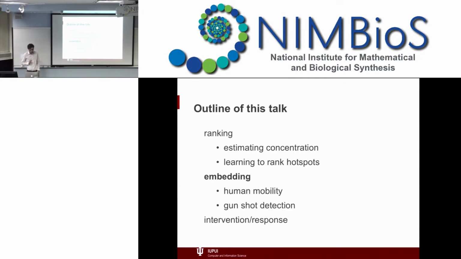So the last topic, and this is a little bit off topic, but recently we've done some work on gunshot detection, so that's why I put this in here. But really, this embedding means I have some data that's high dimensional, and maybe it's structured. So the original application we were looking at was human mobility data. So trips in a car, you have a GPS trajectory. And now what if I want to compare one trajectory to another?